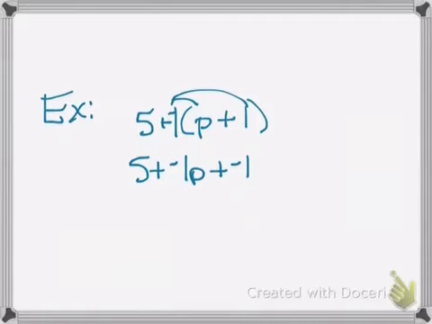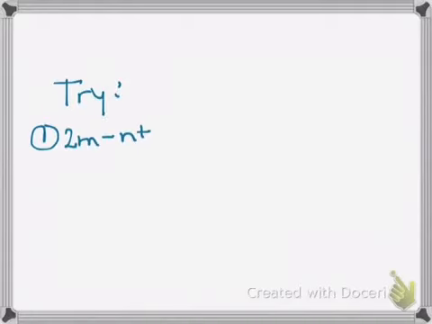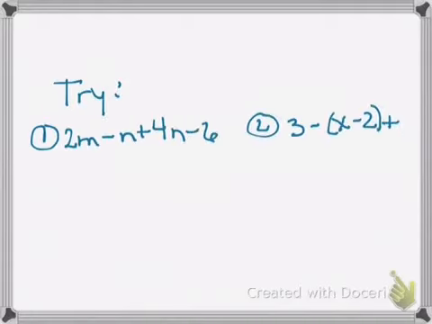Like terms will be my constants, 5 plus negative 1. So 5 plus negative 1 gives me 4, and then you bring down the plus negative 1p beside it. It didn't have any like terms to combine with. Okay, I've got 2 left, and I want you to pause it, and I want you to try these on your own, and then when you're ready, you can continue to see if you got the right answer.